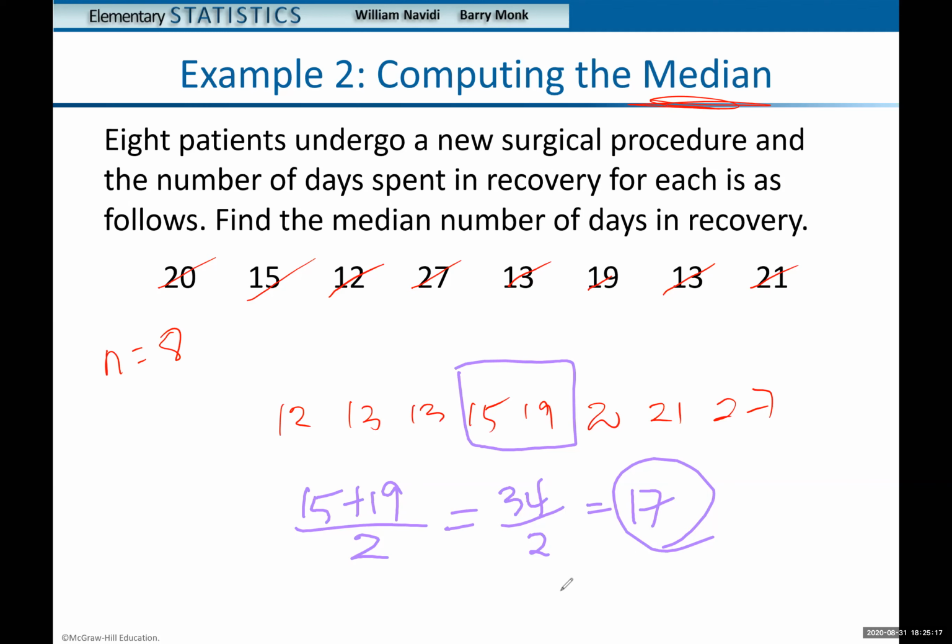Easy, right? So don't forget to arrange it in order, increasing order.